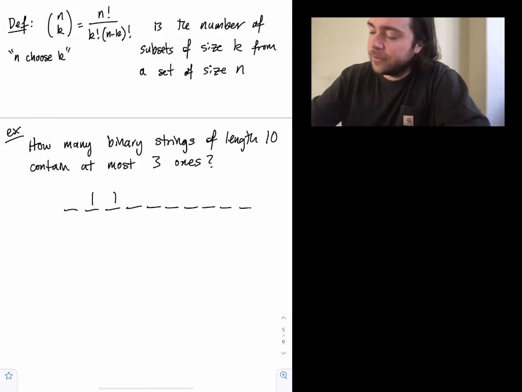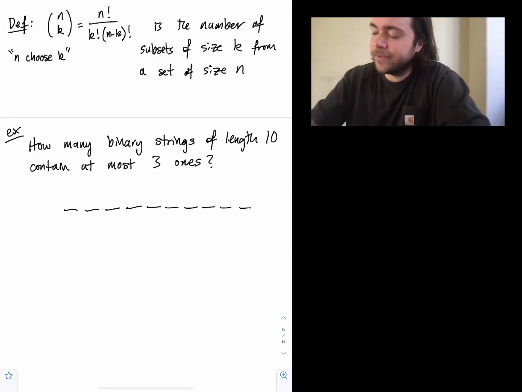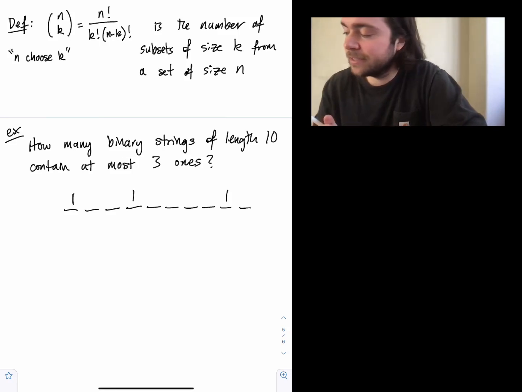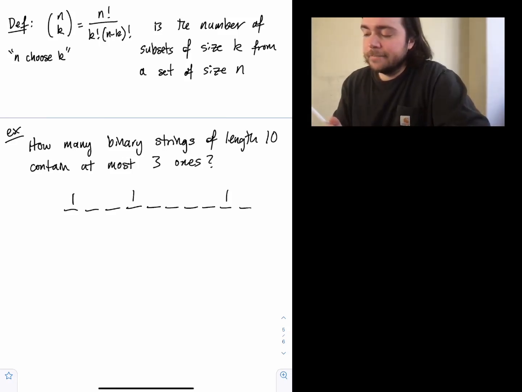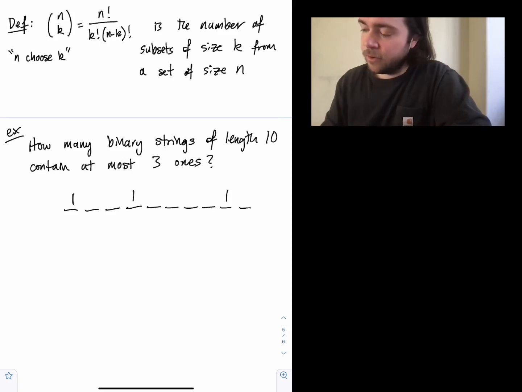Okay, so maybe the 3 ones could appear there. And in that case, the string has exactly 3 ones. Well, 3 is at most 3, so we want to count that. Or I could just have 2 ones, right? 2 is also at most 3. So I could have all the strings with 2 ones. Maybe they appear there, maybe they appear there, and so on. So maybe these are, for example, just where my 3 ones appear. And we want to count how many binary strings contain at most 3 ones.